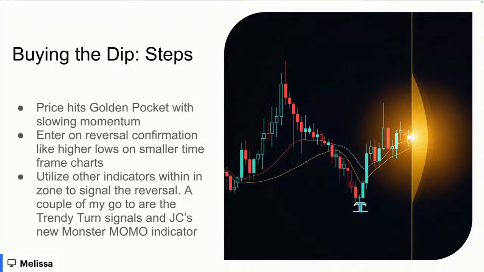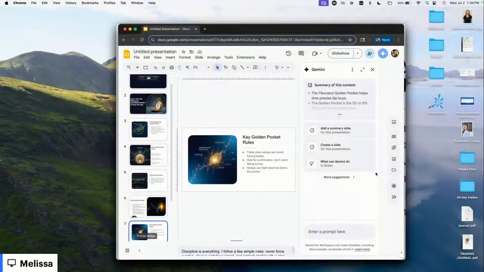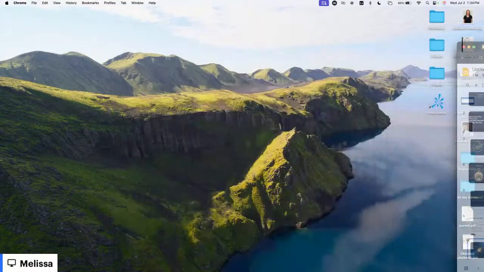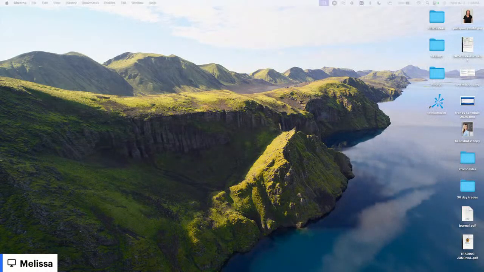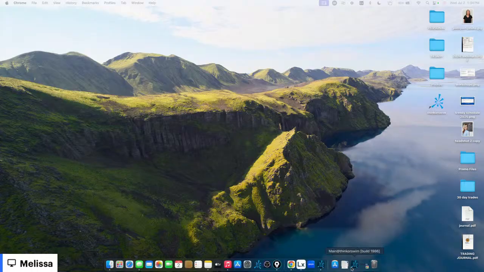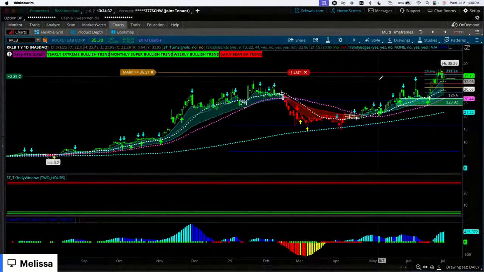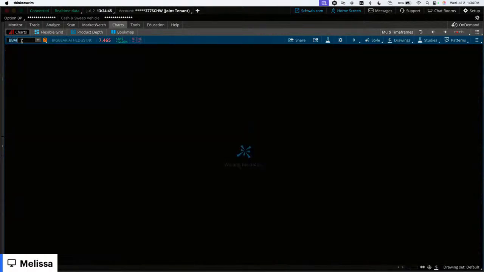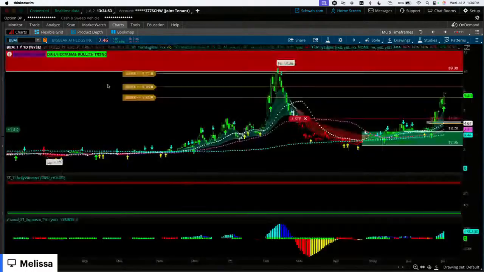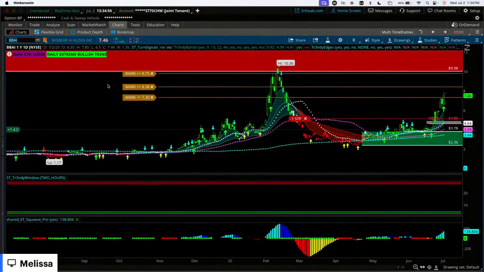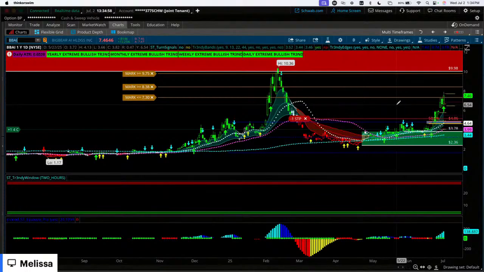Let's look at some live chart examples here real quick. Let me remove my presentation and then pull up Thinkorswim, and we'll look at some live charts together. The first one I want to highlight is a trade that in the Trendy Room we are currently in. It's Big Bear AI. BBAI is the ticker. And this has been a great trade for us.